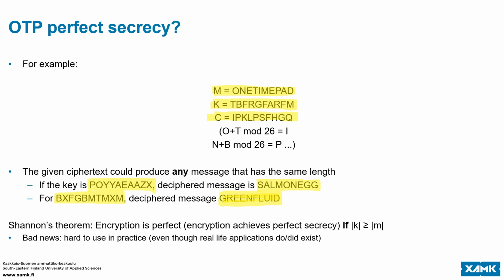In general, what Claude Shannon's theorem says is that encryption achieves perfect secrecy if the length of the key used to encrypt is as long or longer than the length of the message. The bad news here is that this is really hard to use in practice, even though there were real-life applications that did use the one-time pad as an encryption mechanism.